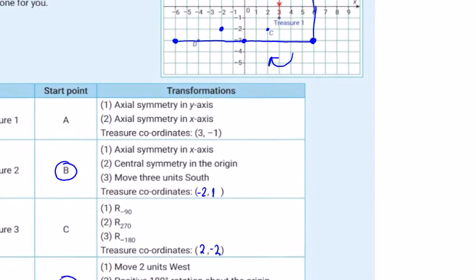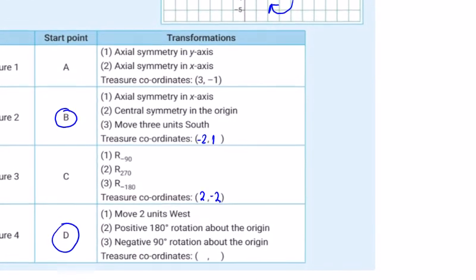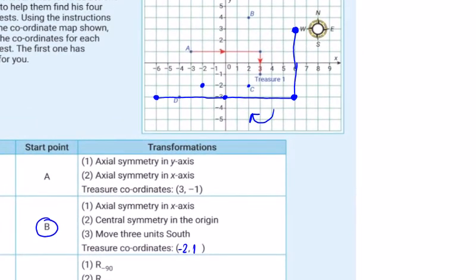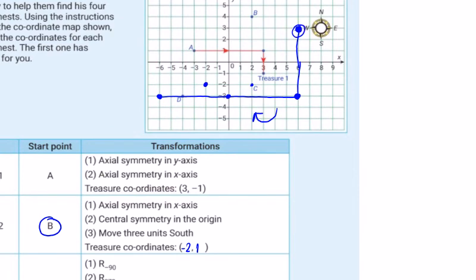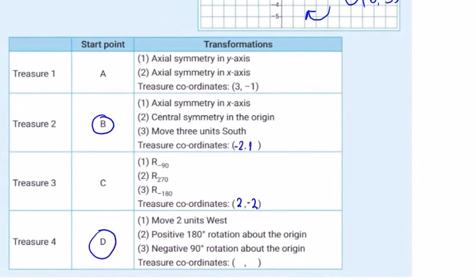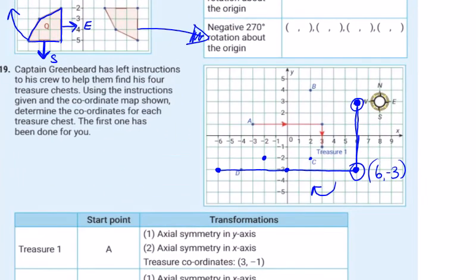Then we have to do a negative 90. So back. So we did positive. So we're going back in this direction. We're here. Negative 90 is back to here. So we're going to end up there, which is 6, minus 3. That concludes your questions on transformation geometry.